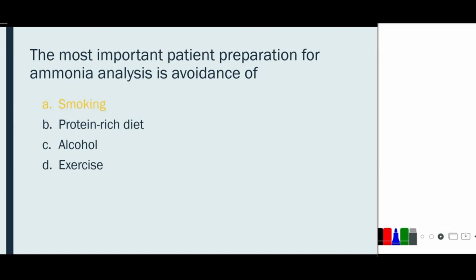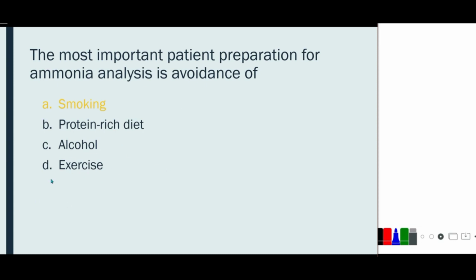Yung sa letter B, yung protein-rich diet, so, of course, this is important naman when it comes to BUN analysis. Kasi nga, BUN levels will be affected by protein-rich diet. Alcohol, on the other hand, will greatly affect the levels of your uric acid because presence of alcohol increases purine catabolism, which leads to the production of your uric acid.